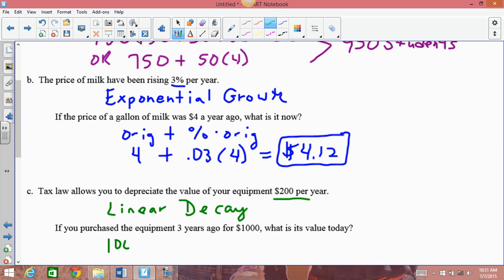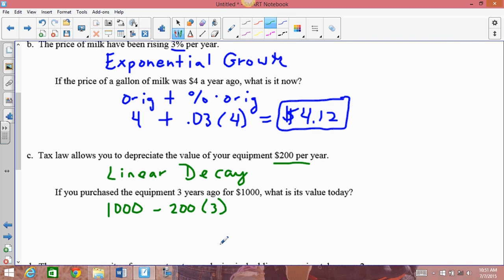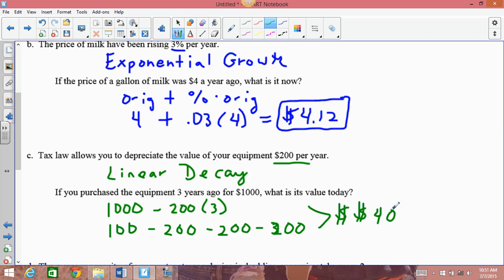So you start out with $1,000, and then you're decreasing it by $200 each year for 3 years. So we can do it like that, like I showed you before, or you can do 1,000, take away $200 for the first year, the second year, and the third year. Like I said before, it doesn't matter how you do it. Regardless, we should all end up with an end value of $400. I don't need so many dollar signs.